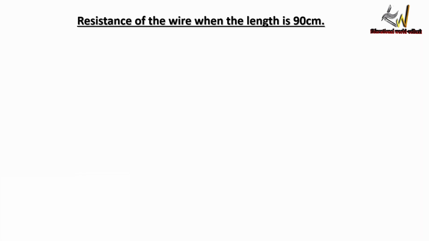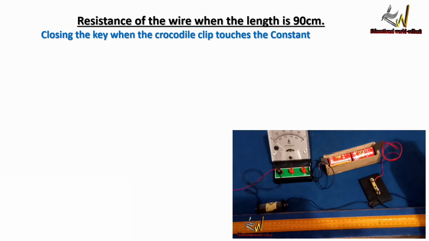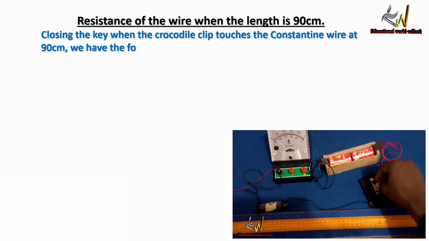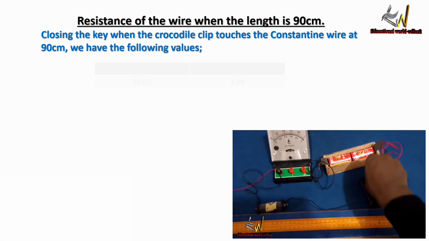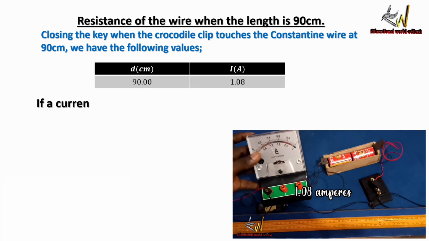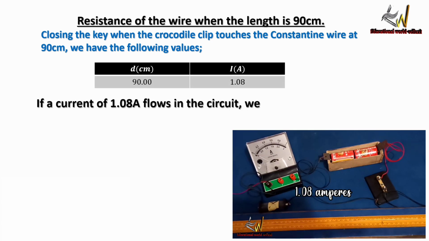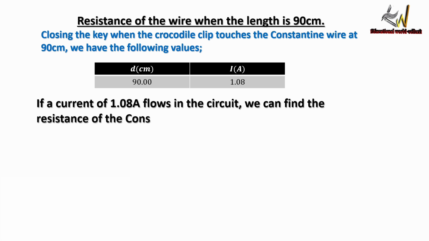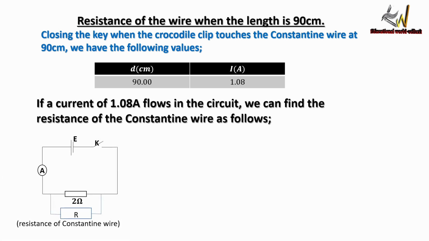Now, the resistance of the wire when the length is 90 cm. We need the first values of the experiment. From the first values, when the distance is 90 cm, the current flowing is 1.08 amperes. With this current, we can find the resistance of the Constantan wire as follows. This diagram will be our guide.